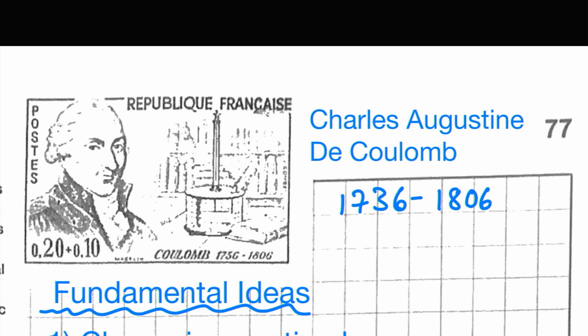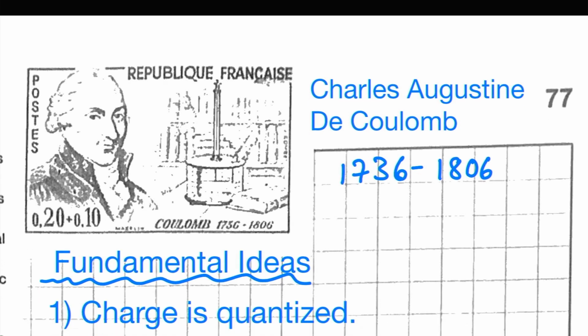Coulomb's law is a formula very similar to Newton's universal law of gravitation, which can be used to predict the force of attraction or repulsion between charged particles. 74 years after his death, the SI unit of charge was also named after Coulomb. So, an important guy. We'll talk about some fundamental ideas.